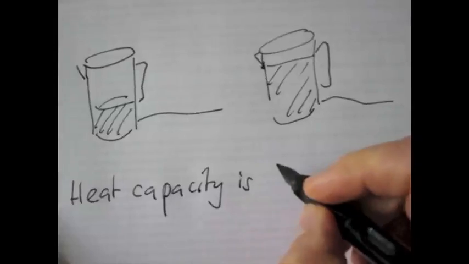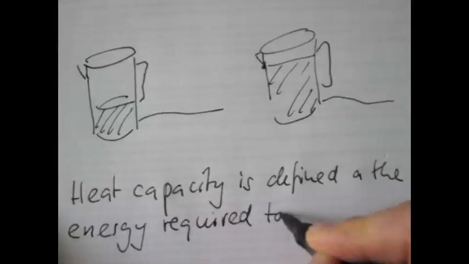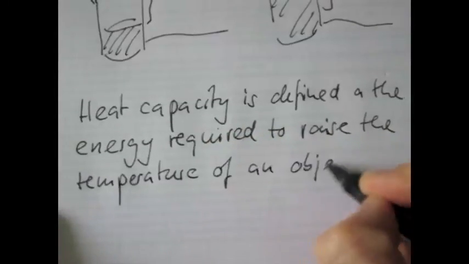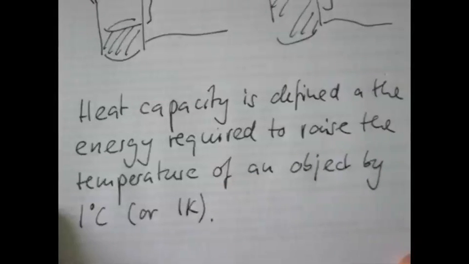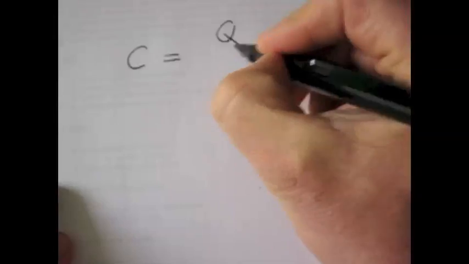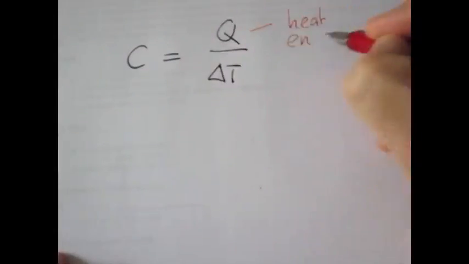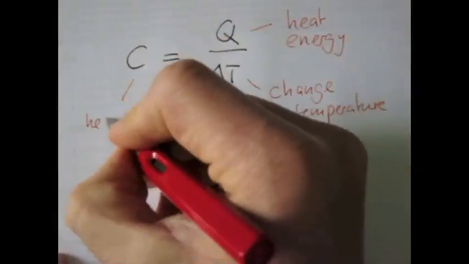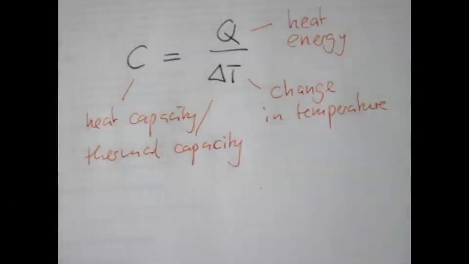Heat capacity is defined as the amount of energy taken to raise the temperature of an object by 1 degree Celsius or by 1 Kelvin. Heat capacity is represented by the capital letter C, and it is defined as the heat energy, represented by capital Q, divided by the change in temperature, delta T.